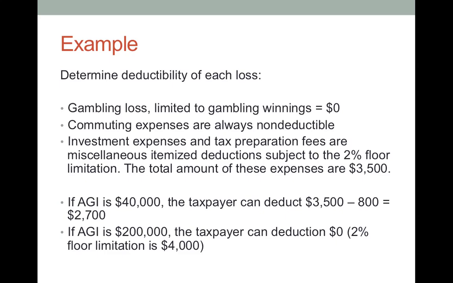The other 2 expenses are subject to the 2% limitation. The total amount of those expenses is $3,500. If his AGI is $40,000, 2% of $40,000 is $800. So the amount he could deduct is $2,700. If his AGI was $200,000 instead of $40,000, then his deduction becomes 0. His total expenses would still be $3,500, but now his 2% floor limitation becomes $4,000, and his deduction is 0.